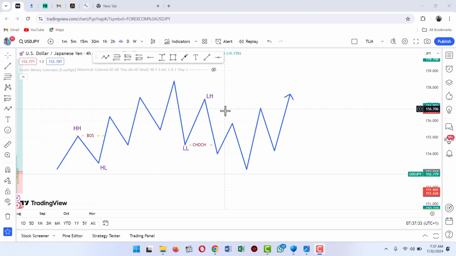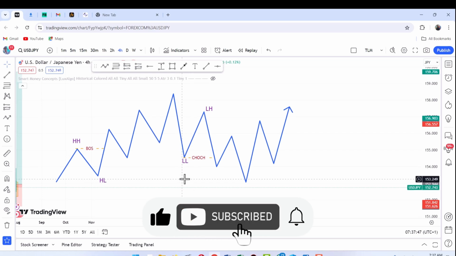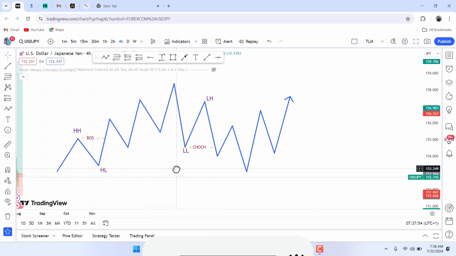Good day guys, in this video I'll be explaining the basic foundations of ICT concept and the basic foundation of market analysis generally as a whole. Showing us from this particular schematic drawing, I have to actually be able to read the market from the very basic understanding of the market.